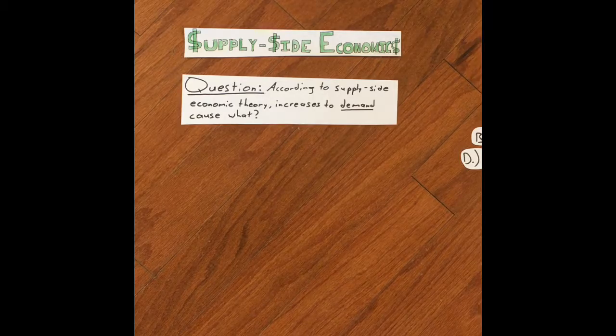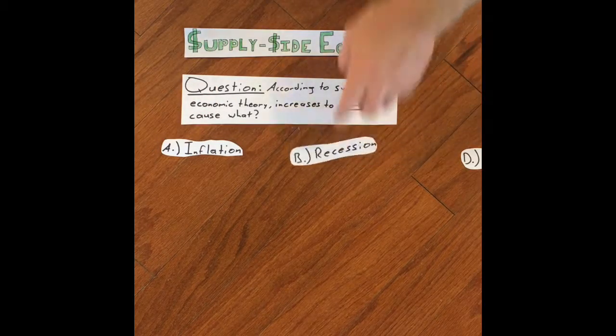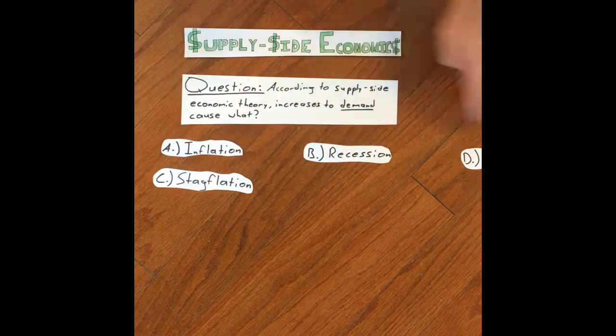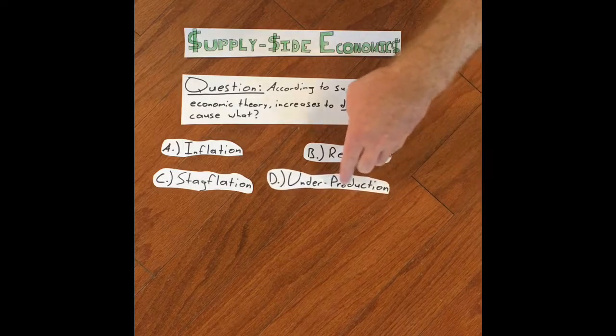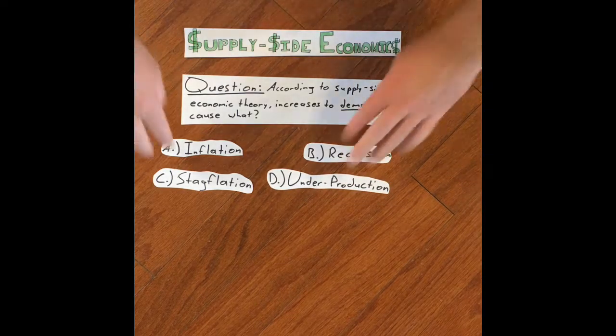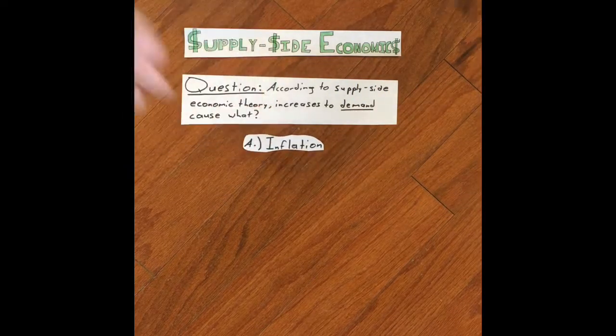Question 2. According to supply-side economic theory, increases to demand cause what? Is it A, inflation, B, recession, C, stagflation, or D, underproduction? Now the answer here is actually A, inflation, and I'm really testing your understanding of supply-side theory here.